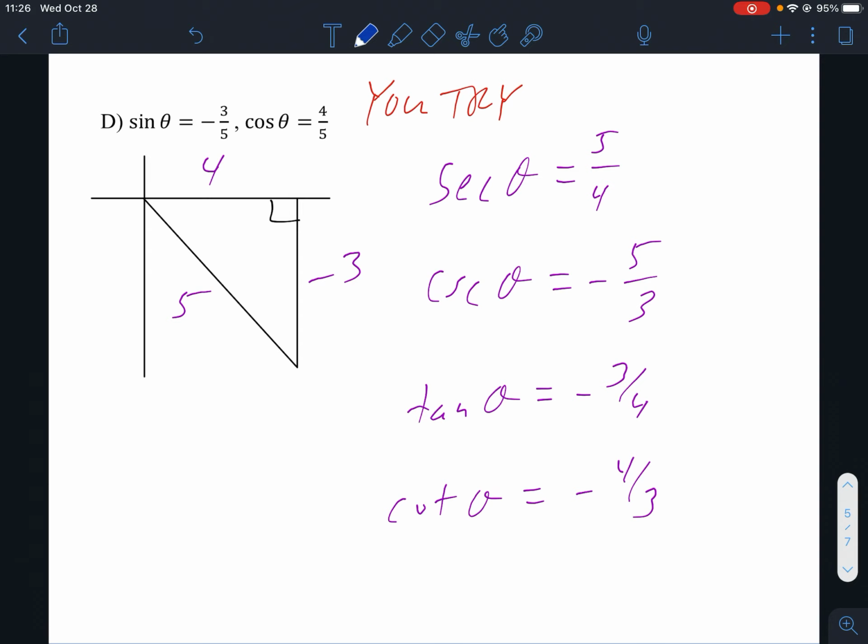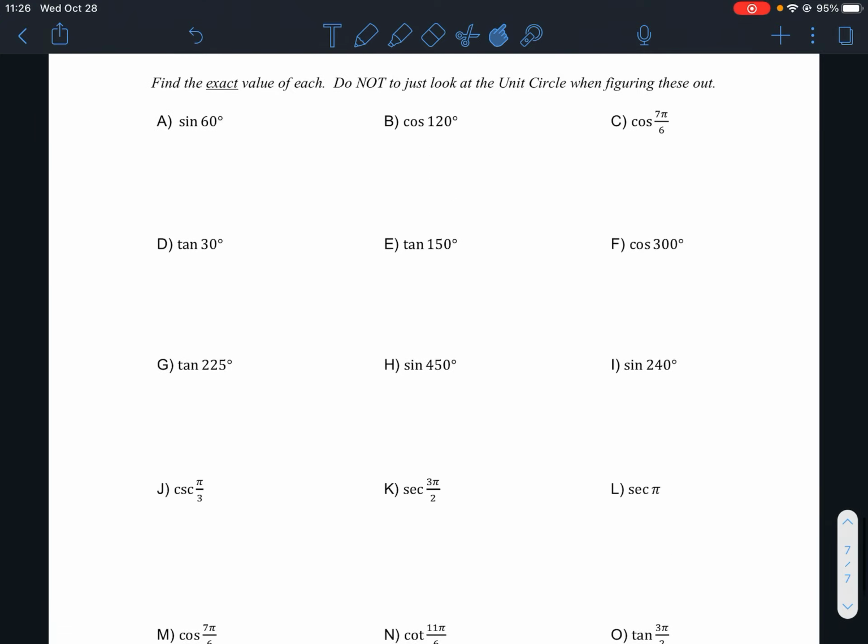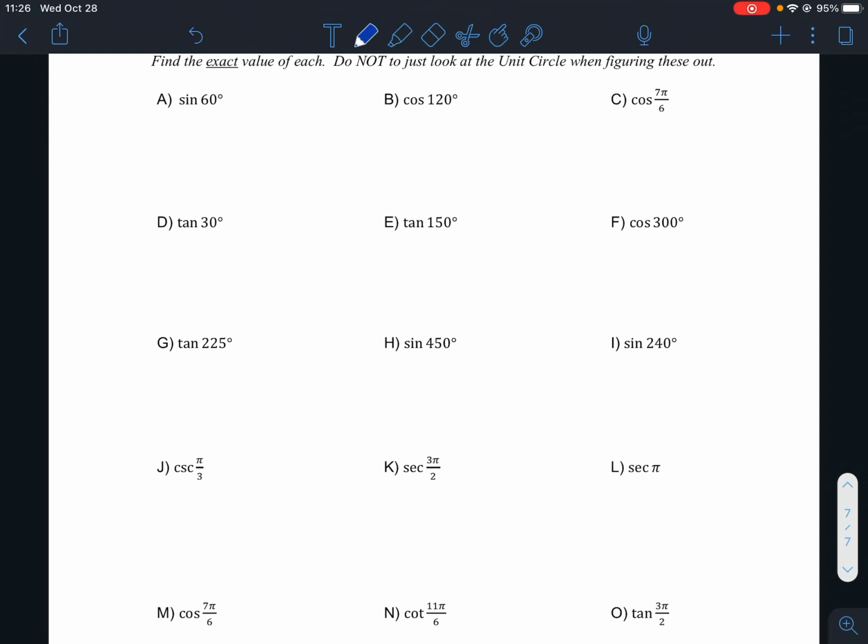All right, the next slide is just a blank unit circle. You can see Schoology for a key to that, or you can just simply search for a filled out unit circle. And you can use that to help guide you on this last slide. Now, you shouldn't need to have the unit circle in front of you while taking an exam. Okay, you should be able to do this all from prior knowledge.